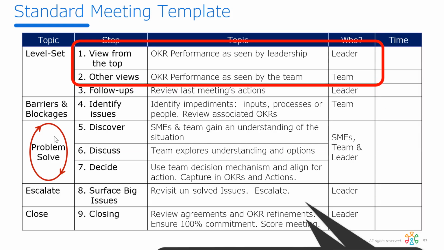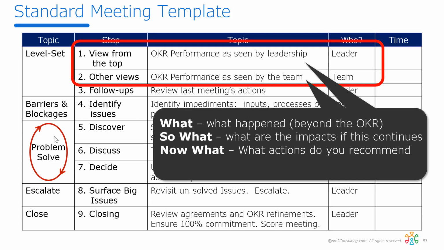First, if we take a look at the view from the top and view from the bottom. So this is the leader of that area. If it's a department, it's the department manager. If it's a team, it's the team lead, and so forth. And the other views are the rest of the people in the room. So if it's a department, it might be the team lead. If it's a team, it might be the lead hands, and so forth. And I want you to answer 3 questions. What? So what? Now what?